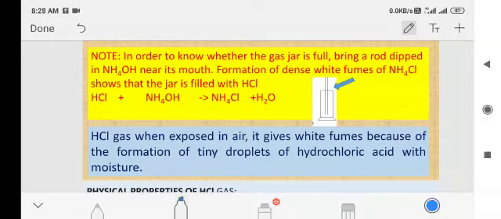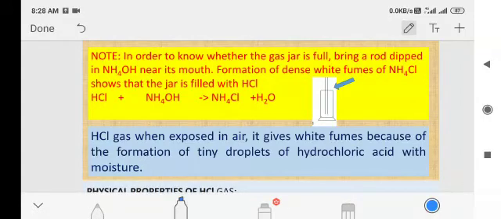special appearance. NH4Cl will give you dense white fumes. Dense white fumes will be produced. If dense white fumes are produced, that shows that the jar is filled with HCl. Then immediately you will replace the gas jar and you will place another one there. Okay, this experiment is to come to know whether the jar is filled with HCl.